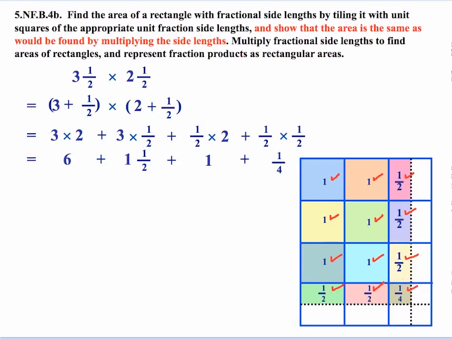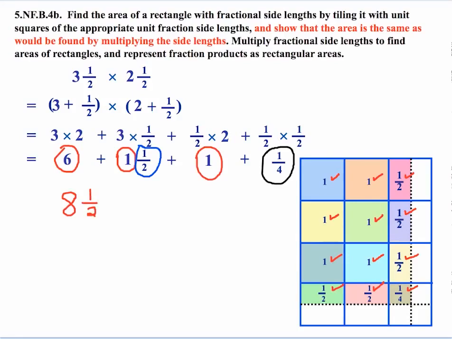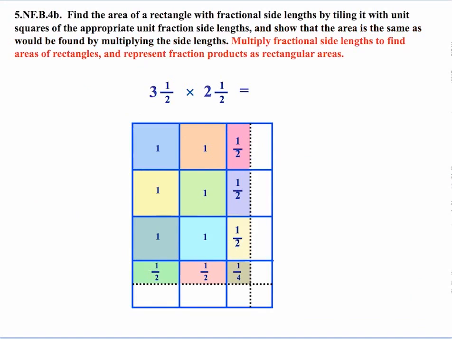And all we have to do now is combine everything. Let's take our whole numbers like we did a while ago with just the tiling. So that gives us 8. Then we have this 1/2. And all we have left is the 1/4, which we combine with the 8.5 to get 8 3/4 like we did earlier. And again, that's actually 8 unit squares plus 3/4 of another one. Now let's use that same model to address the last piece of the standard. Multiply fractional side lengths to find areas of rectangles, and represent fraction products as rectangular areas.